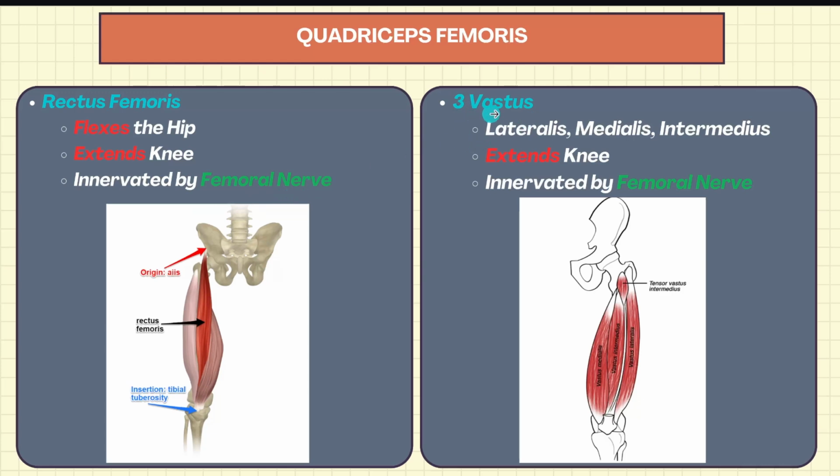And then you have the 3 vastus. You'll have a lateral, medial, and intermediate. All these 3, their function is they extend the knee. And you can see the intermediate is going to be just behind the rectus femoris. And then you'll have the medial and the lateral.